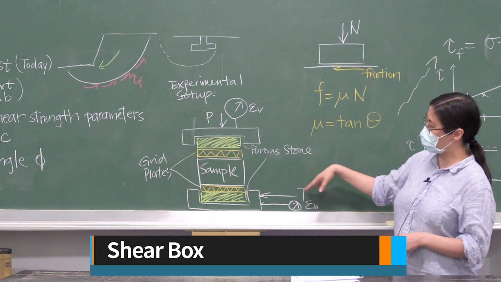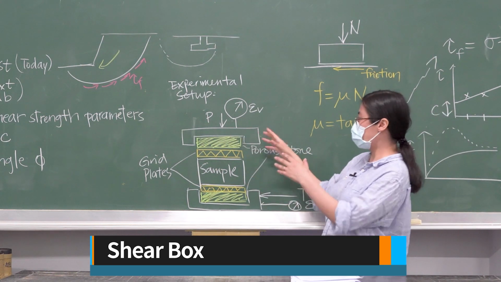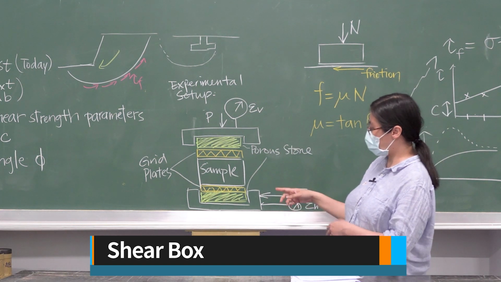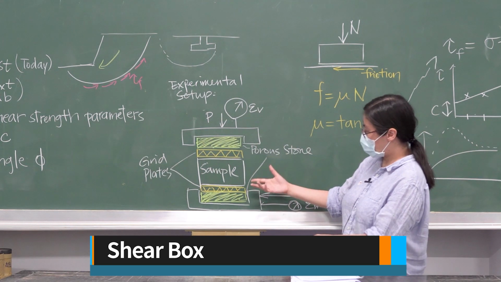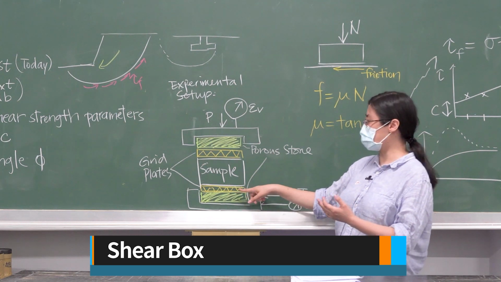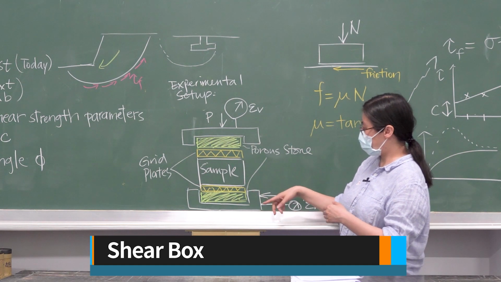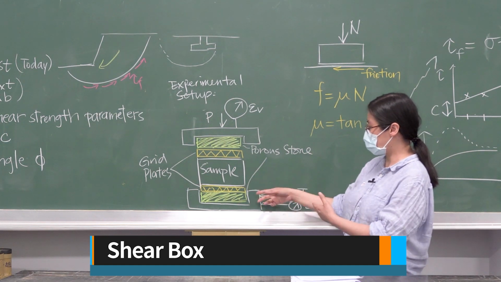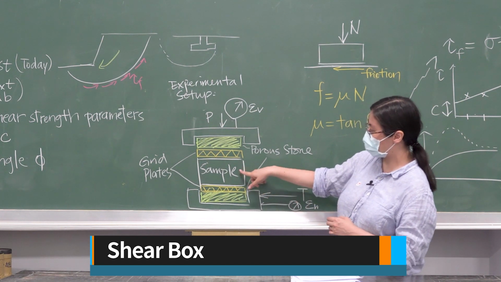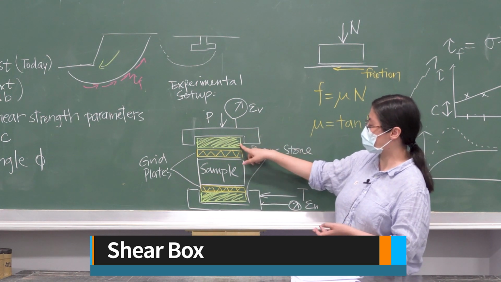This is the illustration for the experimental setup. Basically, you have a shear box, and within the shear box you use some grid plates. The grid plates are plates with some indentation, and there will also be porous stones. The porous stone will be put at the bottom, then the grid plate, then you put the sample, and at the top of the sample you will have a grid plate and porous stone again.